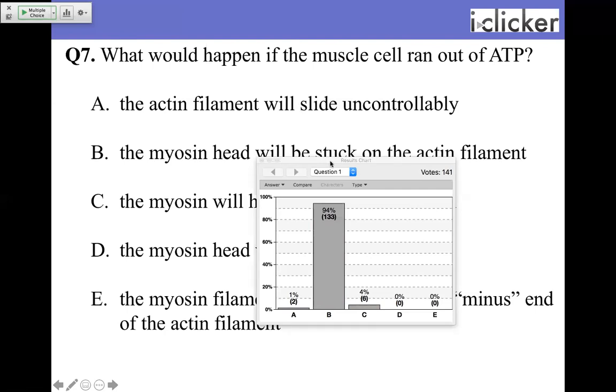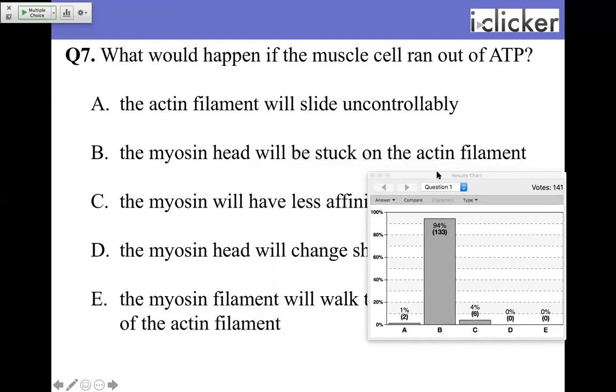And what would happen is that the head would remain stuck, because that's the starting point, right? Remain stuck, attached to the actin filament. In the absence of ATP, there would be no change, right? The head would not be able to change its shape. By hydrolyzing the ATP, it would not move along the actin filament.